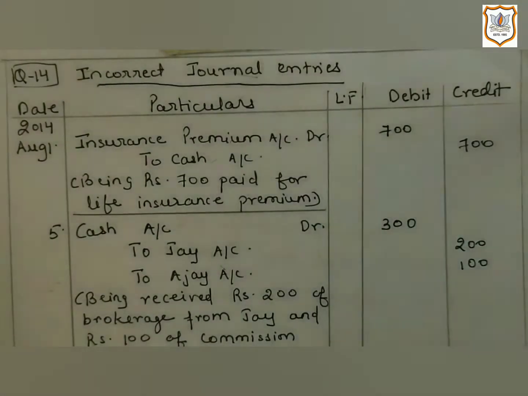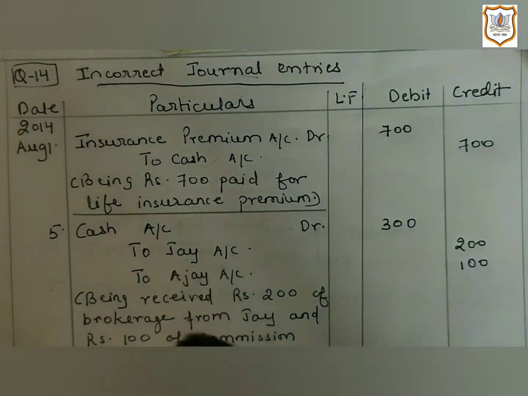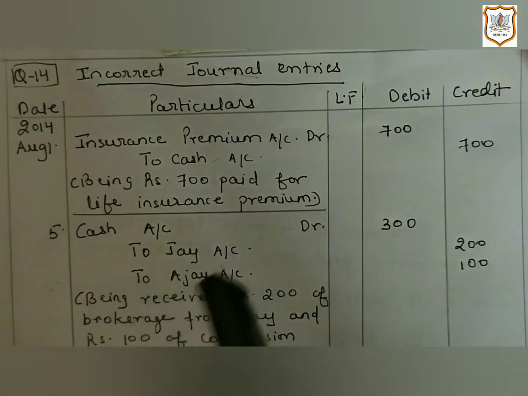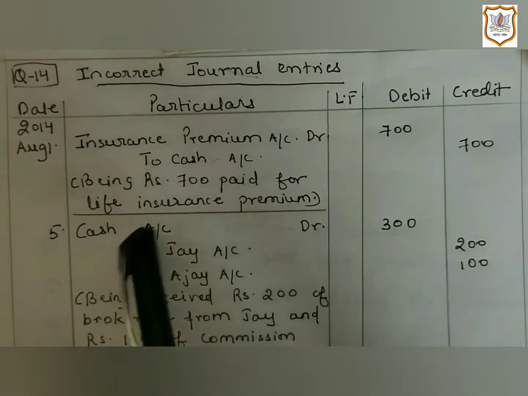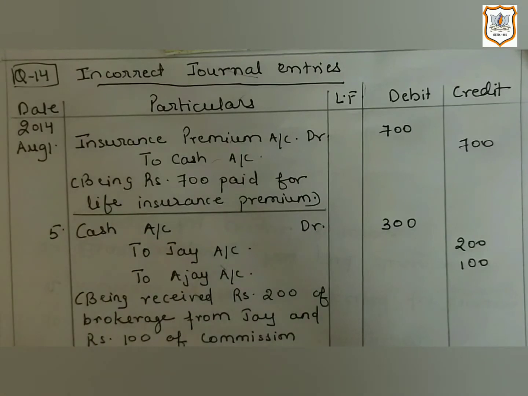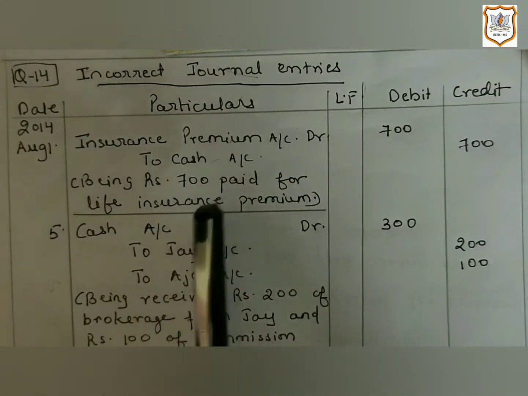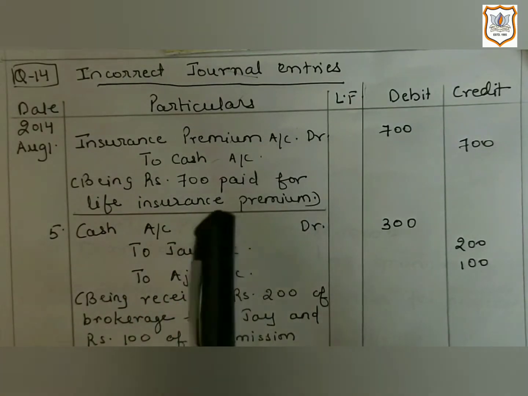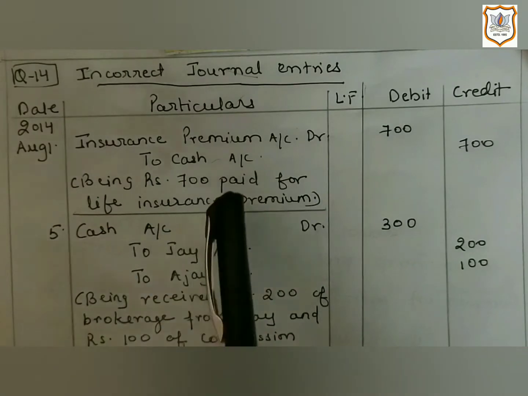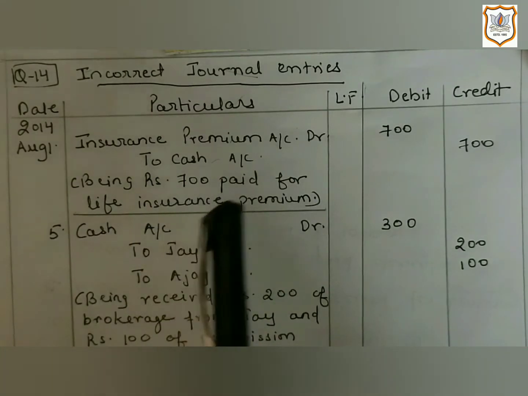But here a question arises: how will you identify where the mistake is, or how would you come to know what the mistake is? So here you will be able to find it out with the help of the narration. Here the narration given is: being rupees 700 paid for life insurance premium. So what are we paying? We are paying life insurance premium.